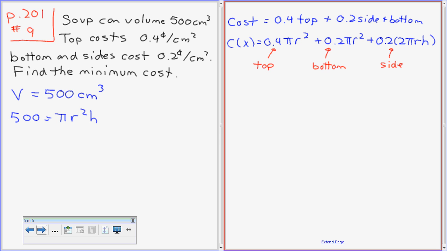Because I told you at the beginning that your top is 0.4, then your bottom's 0.2, so I made a separate part for that and then a separate part for this. So I'm going to do what Chris suggested and neaten this up a little bit.